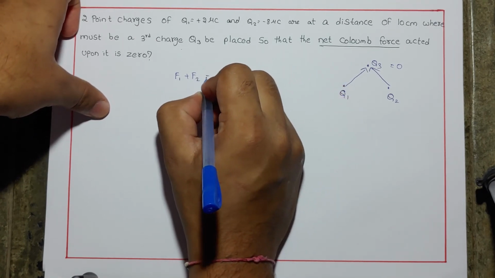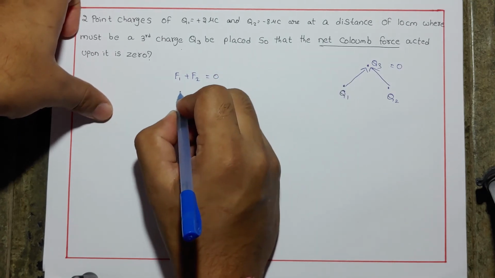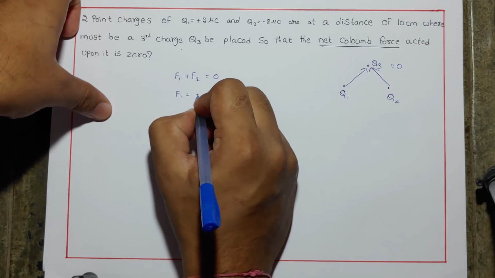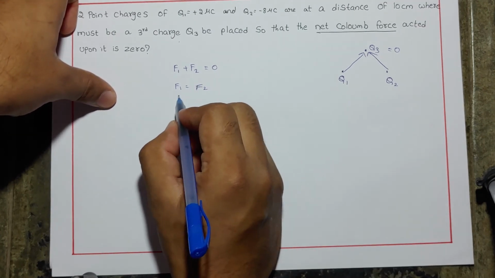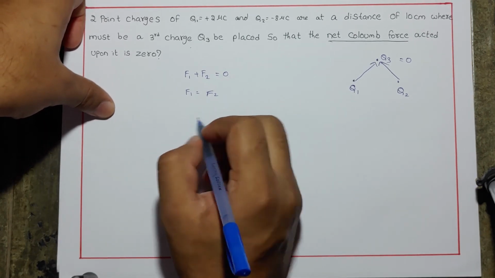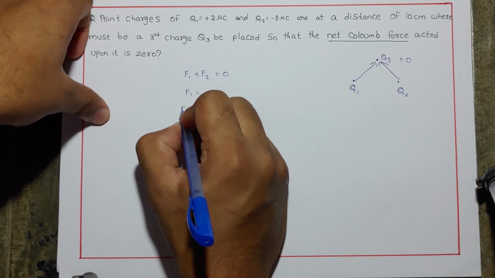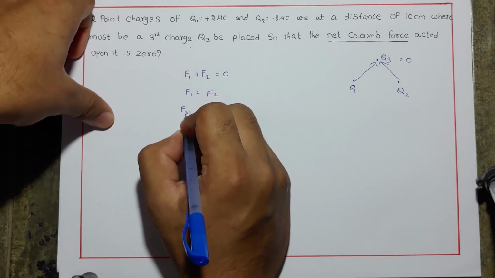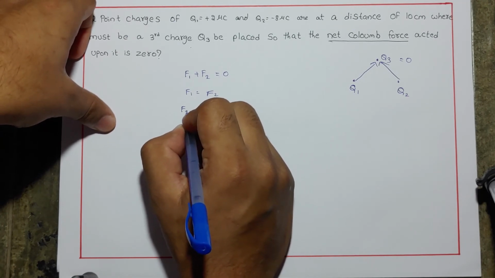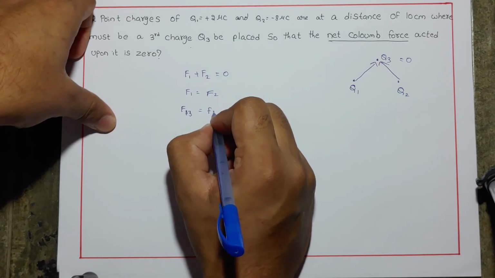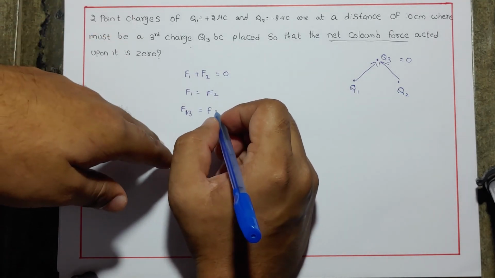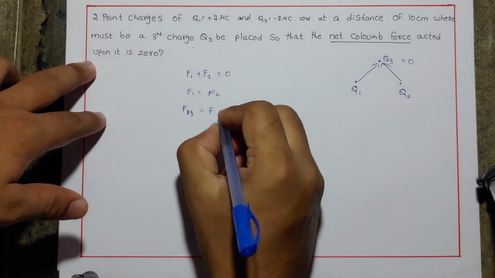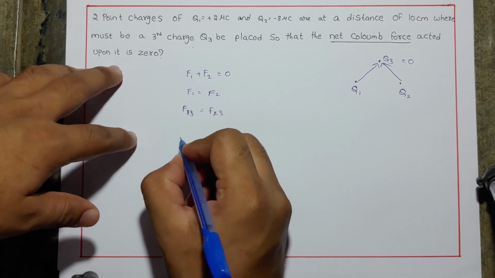Here it is given that net force is equal to 0. That is, F1 is equal to minus F2, which is in the opposite direction. Let us take F1 is equal to F2 by observation. That is, force on Q3 due to Q1 and force on charge Q3 due to Q2, which is F23. Now let us solve it.